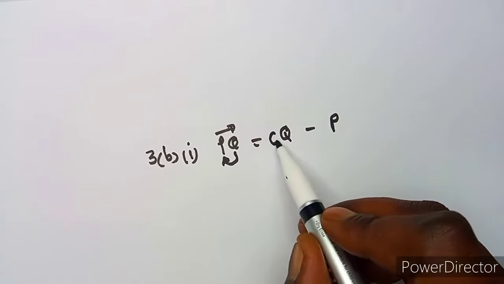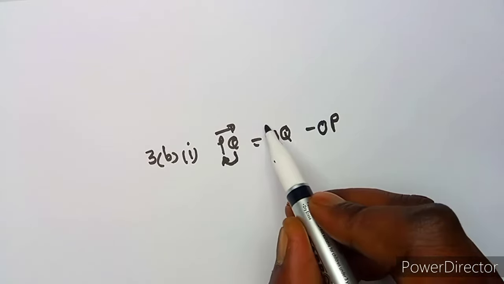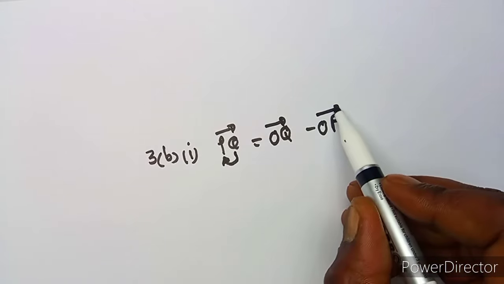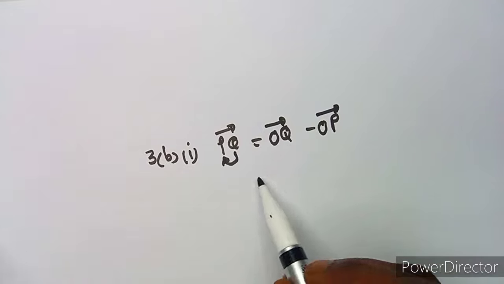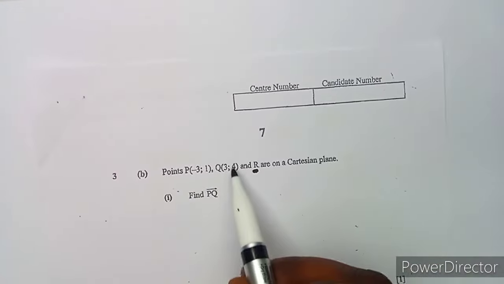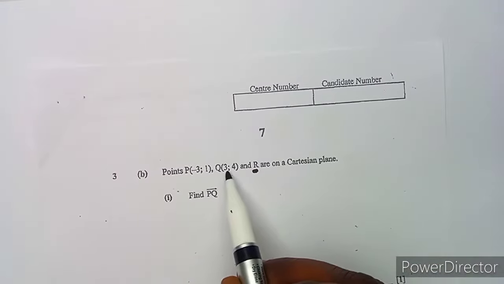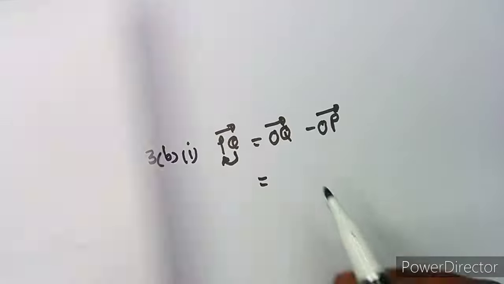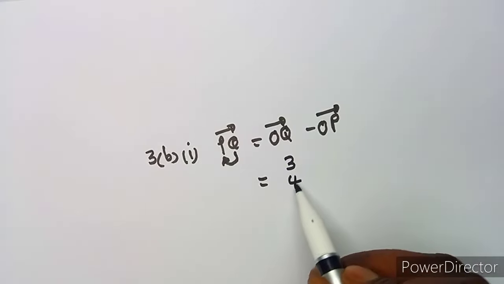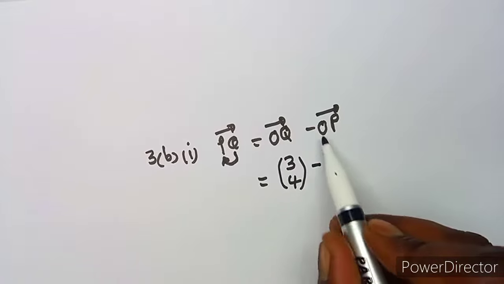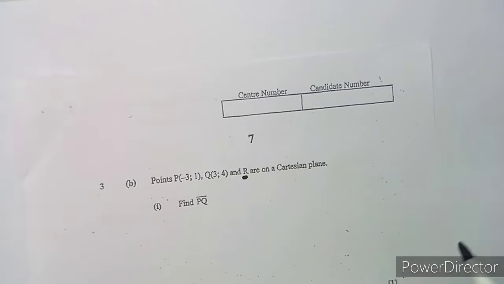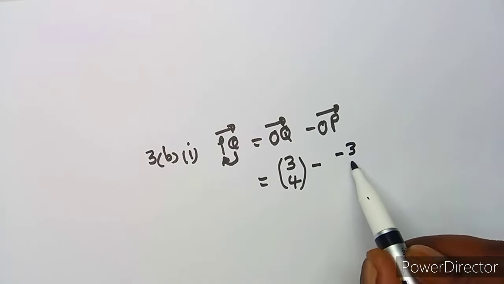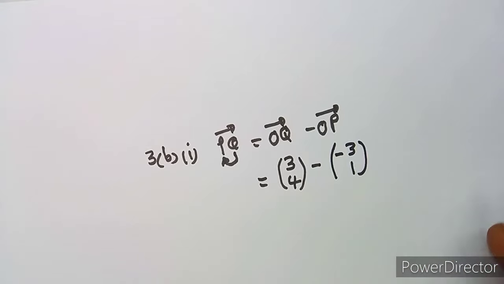But remember, guys, I told you this is a vector, so you write it as OQ minus OP as a vector, where OQ is simply the point Q, just written as a column vector. The same point Q, which is (3, 4), but now written as a column vector like that, minus OP, which is the same point P, now written as a column vector, which is (-3, 1), just like that, guys. That is what we have.